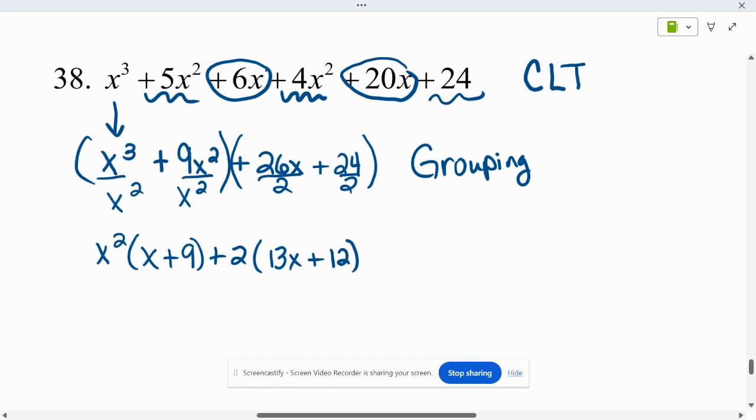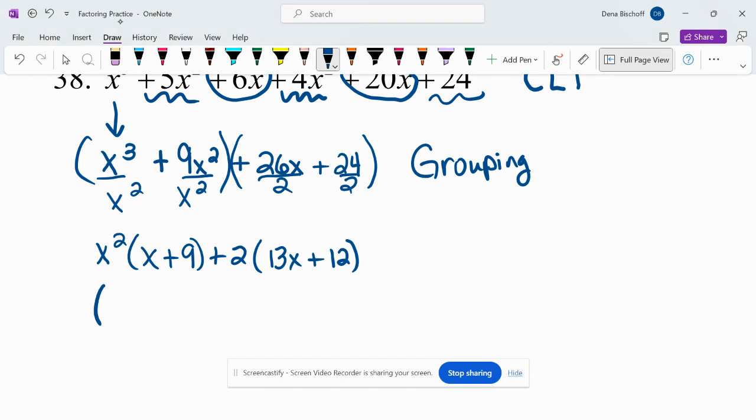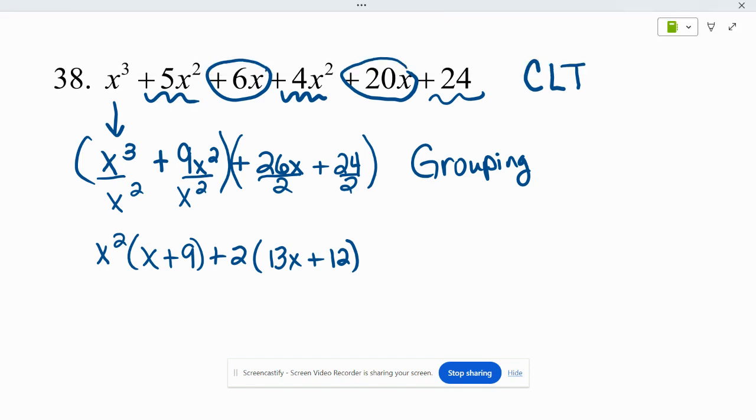Do we have a copycat? No, we don't. What does that mean? It means that we can't factor it. This is only combined like terms. That's all you can do here. This polynomial cannot be factored using methods that you know. So this stays just what we had originally, x cubed plus 9x squared plus 26x plus 24.